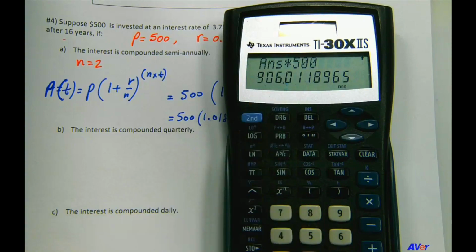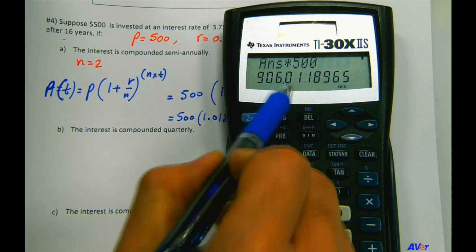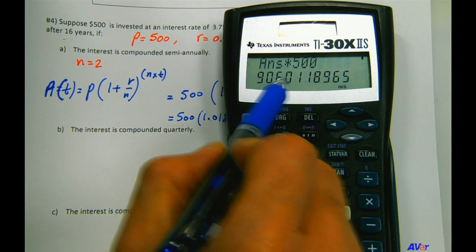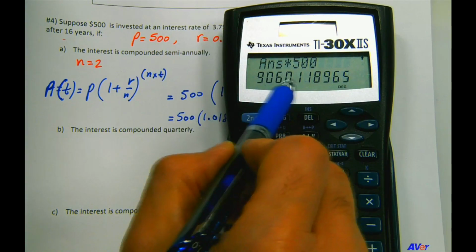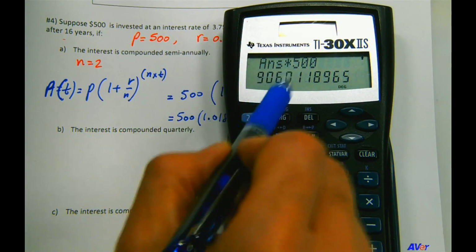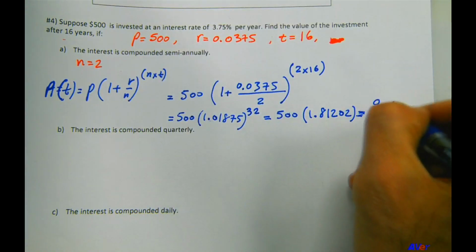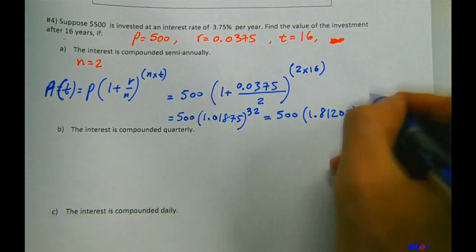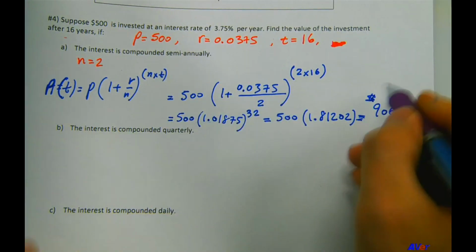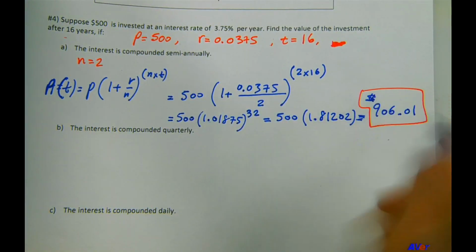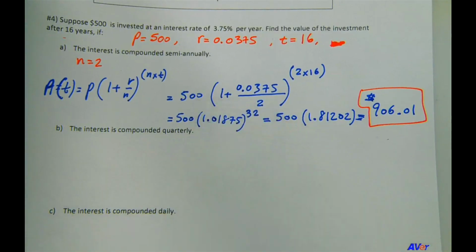So we end up with $906, and now I'm going to round this to the nearest cent, which would be $906.01. Okay, $906.01. It's okay to round at the end like that, but not in the middle of your calculations. Again, with exponential functions, if you round too much too early, your final answer will be off by a large margin.